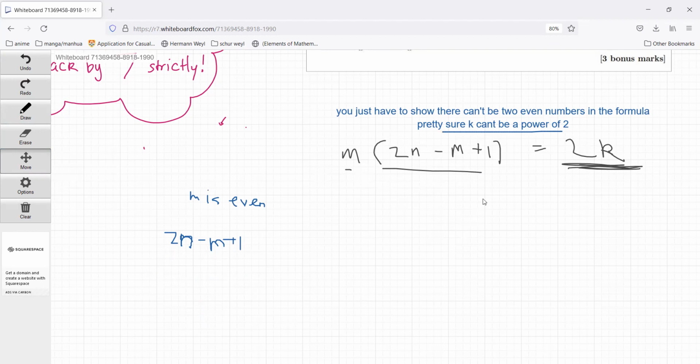Pretty sure k can't be a power of 2 to the k. What if m is equal to 4, let's say? I don't think it would work because then you're multiplying it by an odd number. And that doesn't fit in the powers. Obviously. Yes. Right, so that's what the greater than 2 condition is.